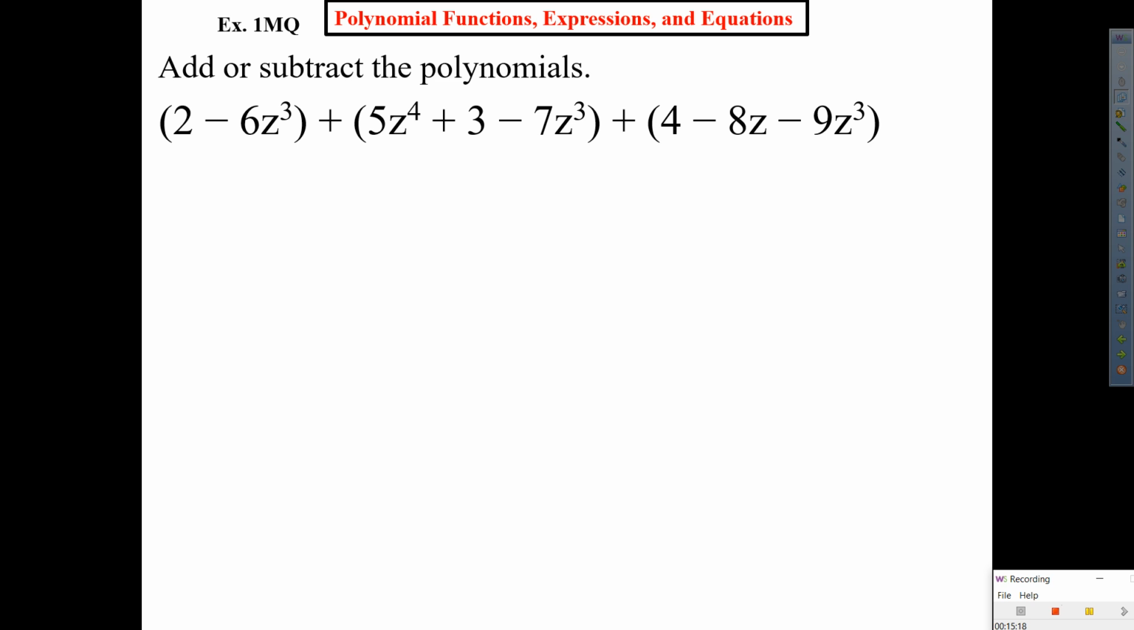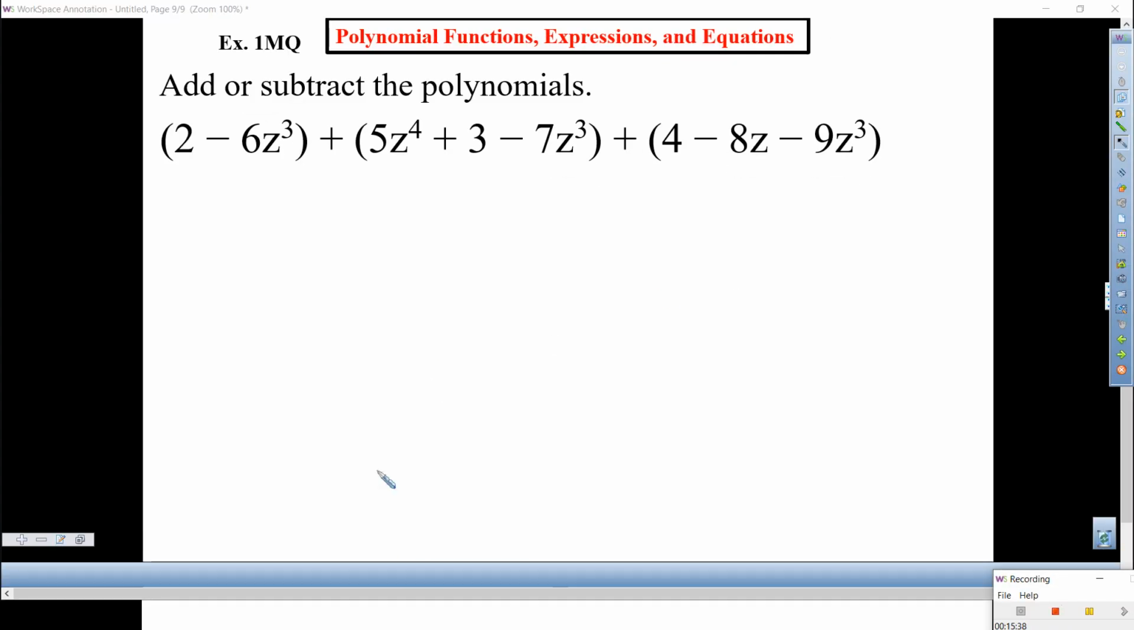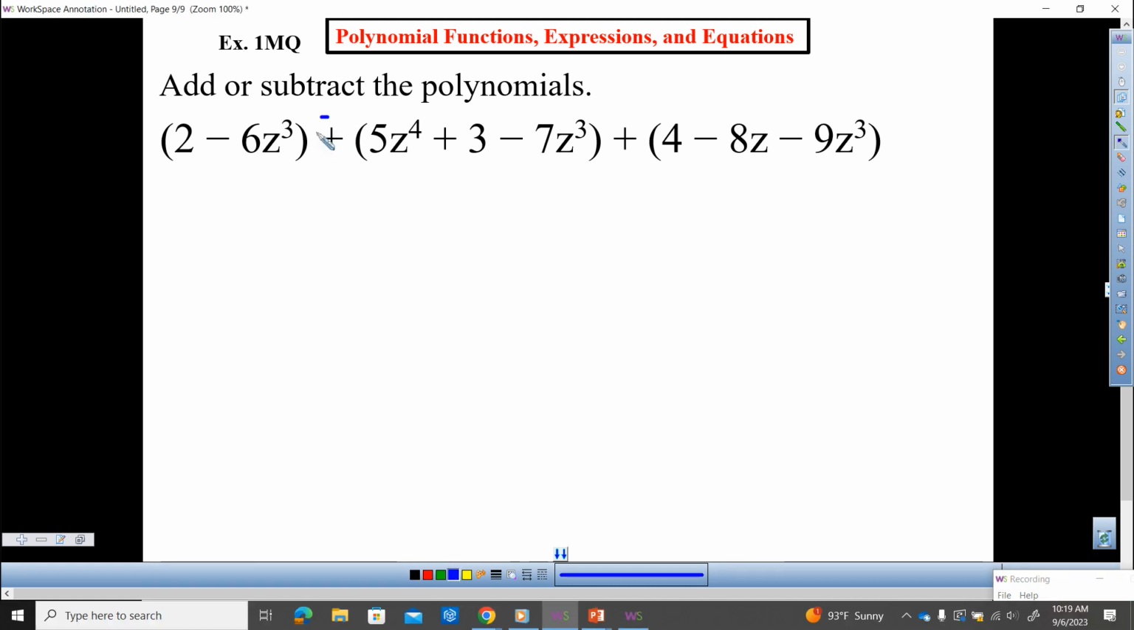What are we checking for? Jacob, what are we checking for? Subtraction symbol. Do we have any subtraction symbols between the parentheses? Let's see. This is addition. This is addition. There's no numbers to multiply or distribute, so we can just go straight to combining like terms. Go.